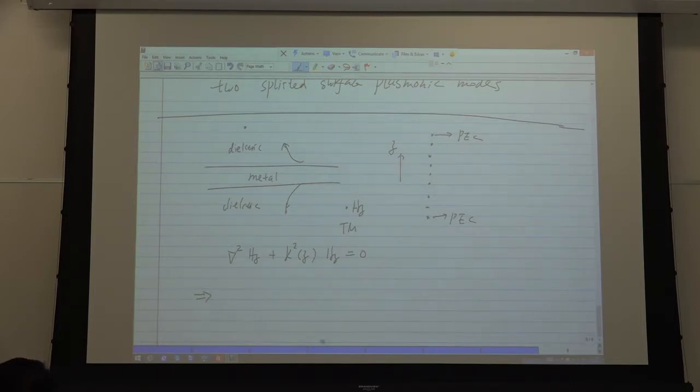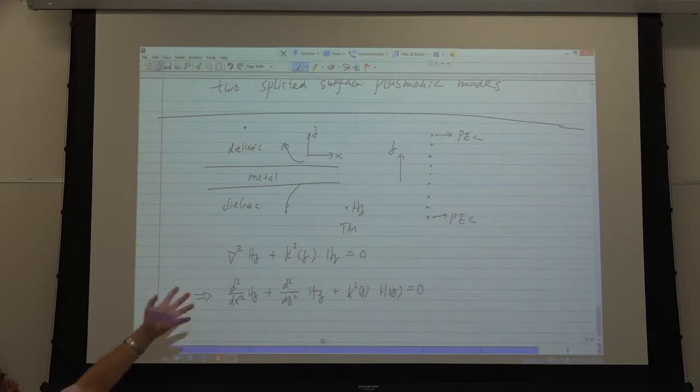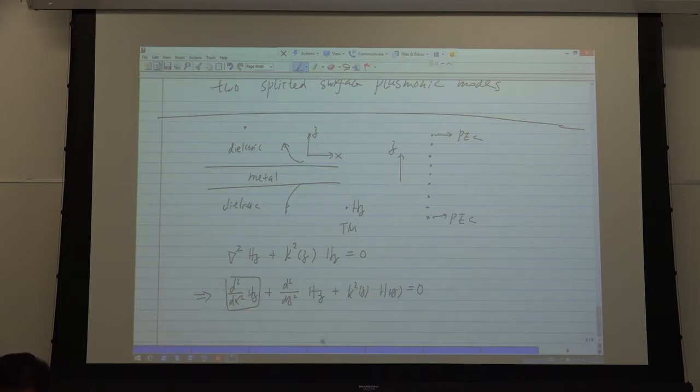So here we assume this is X, and this is Z. If I assume y goes to zero, no problem. I cancel this, because I only consider x, so I just use the Laplacian operator. How about this, it's very important. This is kx squared, and it's minus, because it's j kx, so minus kx squared, plus dz squared Hz plus k squared z Hz equals zero.